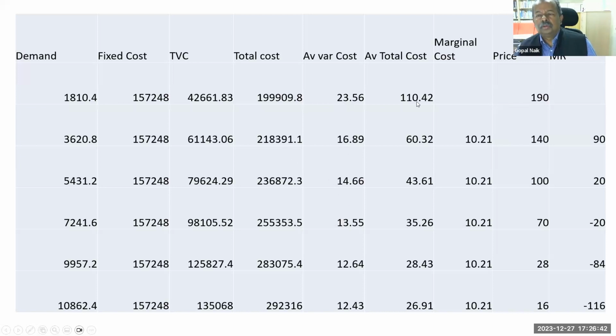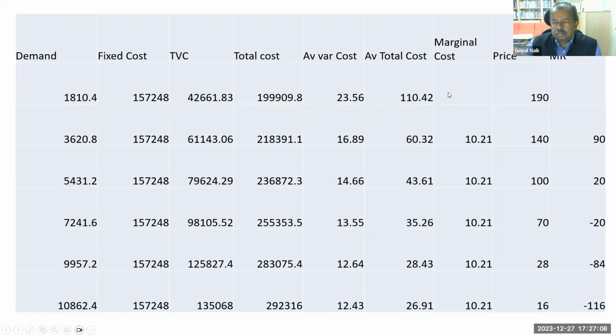Now, then we can also get the average total cost, which is actually total cost divided by the amount of water that is supplied. So that is 110 when the LPCD is 10. And 60, 43, 35, and so on. So this is the average total cost.